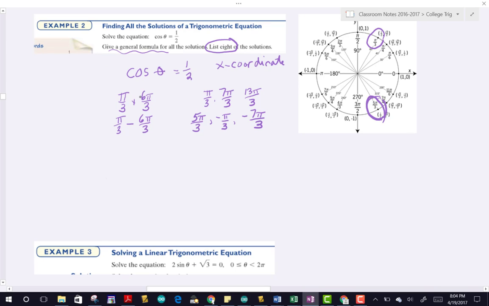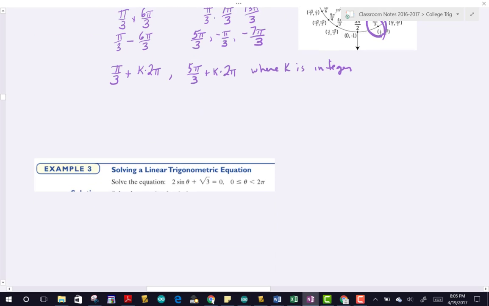So if we want to list all those solutions, we start with the ones that are actually in the unit circle. So pi over 3 plus k times 2 pi and 5 pi over 3 plus k times 2 pi, where k is an integer, is the general form for all solutions. So that gets us the solution where you have repeatedly gone around and around the unit circle.